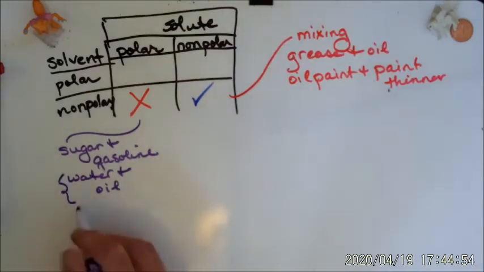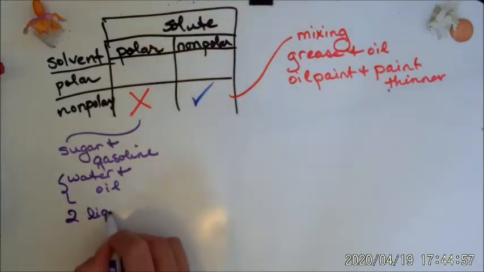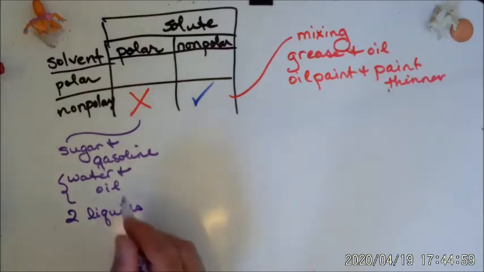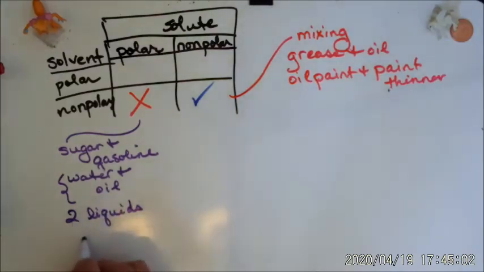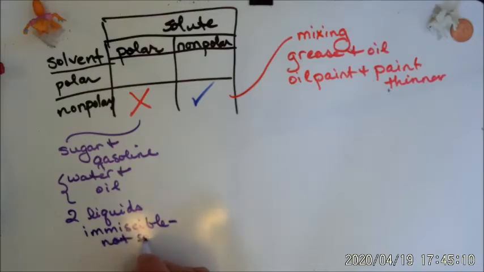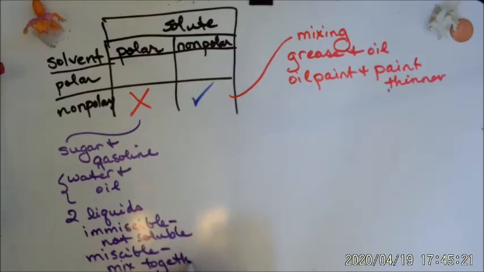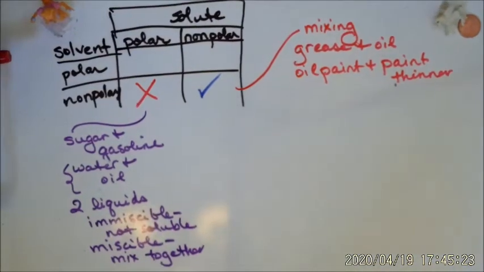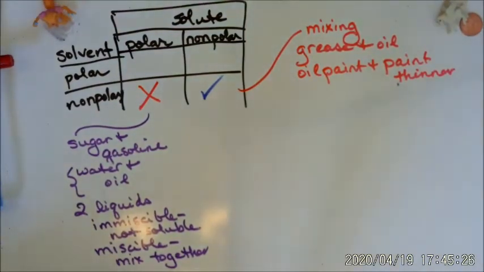And just so you know, when you have two liquids, one is your solute and one is your solvent, they are said to be immiscible. They are not soluble. They are said to be miscible if they mix together. Okay? So just some new terms for you. Alright. So these are your examples: polar, non-polar, sugar and gasoline, water and oil.